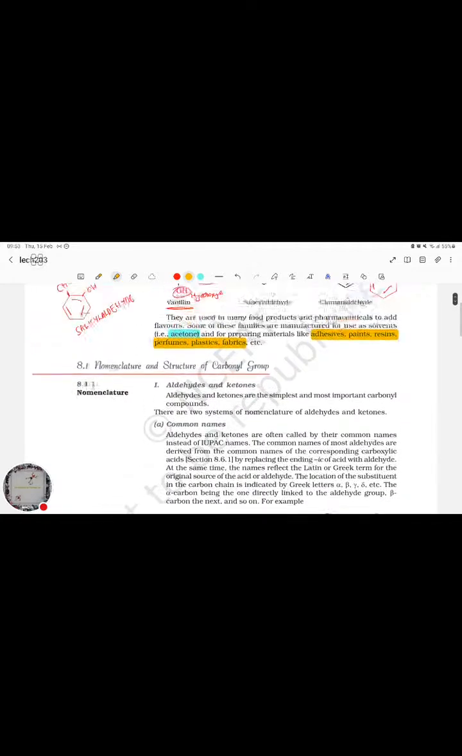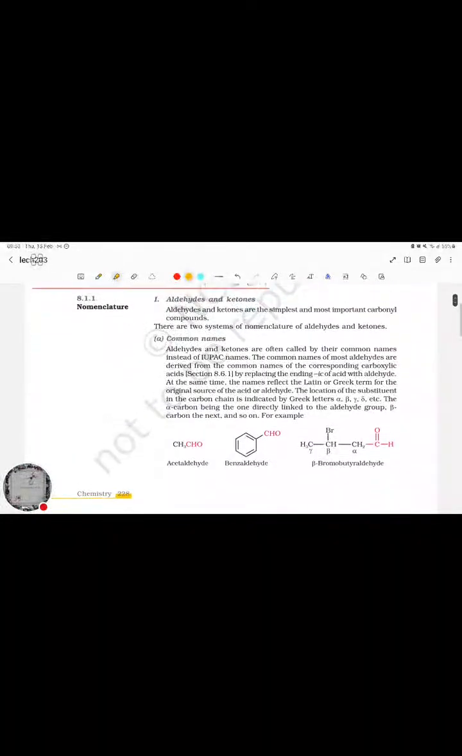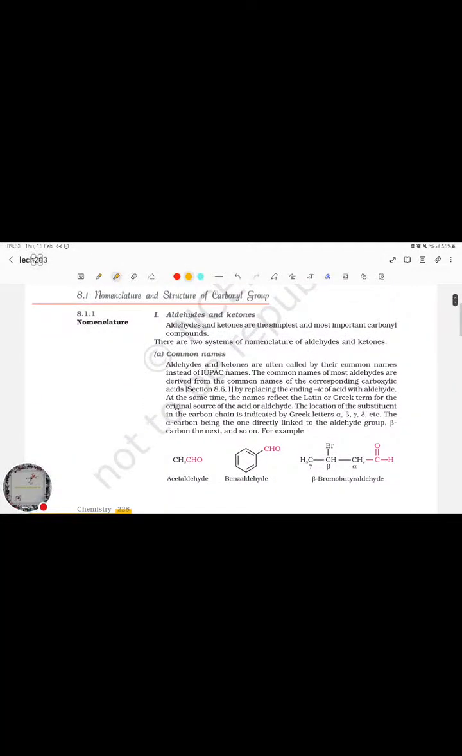Next we'll enter the nomenclature and structure of carbonyl group. So first, nomenclature for aldehydes and ketones. Aldehydes and ketones are the simplest and the most important carbonyl compounds, and there are two systems of nomenclature of aldehydes and ketones. One is the common name and another one is the IUPAC name. Common names: aldehydes and ketones are called by their common names instead of IUPAC names. The common names of most aldehydes are derived from the common names of the corresponding carboxylic acids.